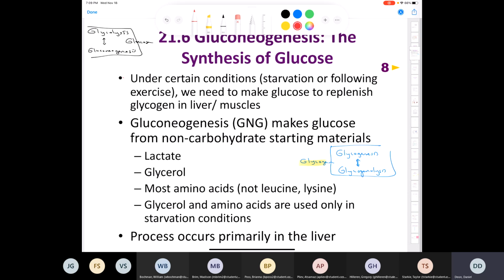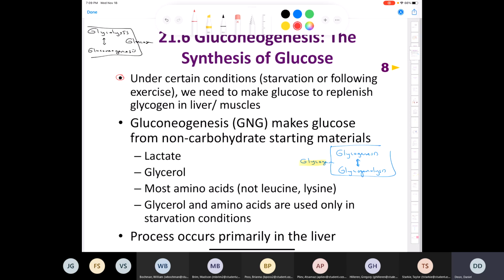Okay, so look, under certain conditions, like starvation or following strenuous exercise, you've consumed all your glucose. You've heard of hypoglycemia? This is when we have low blood sugar. We're going to need to either make glucose or replenish it through our diet. Well, if you can't consume sugar fast enough, or you can't get any sugar, you're going to have to make it.